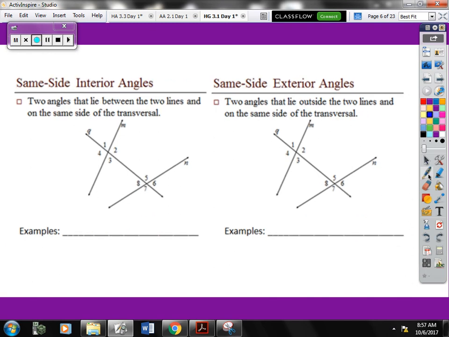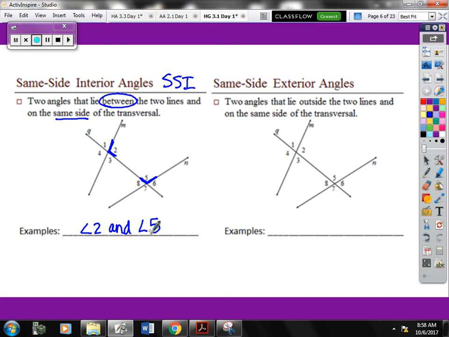Okay, two types left. We have same side interior angles, which will be abbreviated SSI. If you want to put SSIA, you can too, since they're interior angles. So these are two angles that are going to lie inside, interior, between the two lines, and they're going to be on the same side of the transversal. So the name kind of lends itself to where they're located. An example, inside, same side would be 2 and 5. So angle 2 and angle 5 are one pair of same side interior angles.